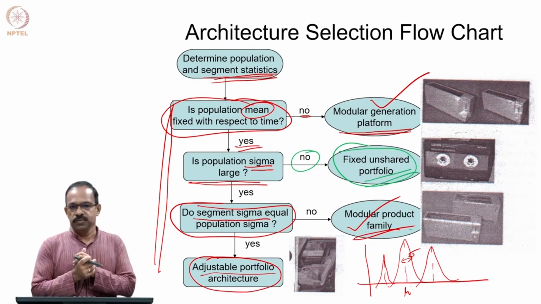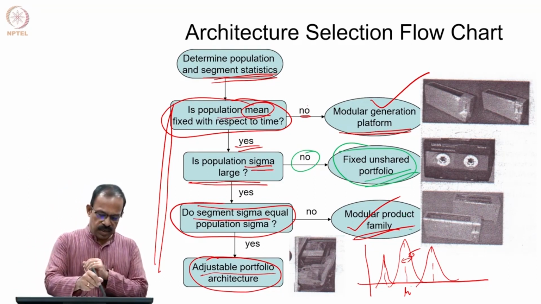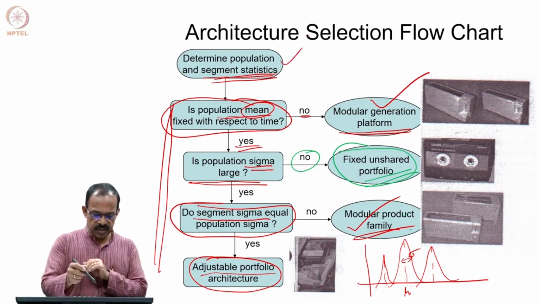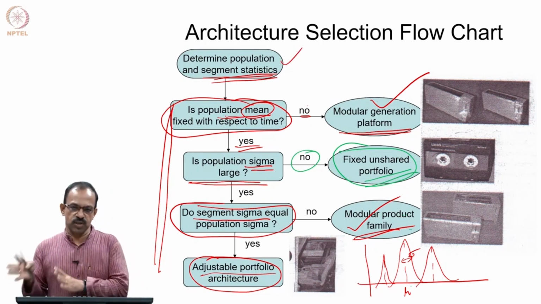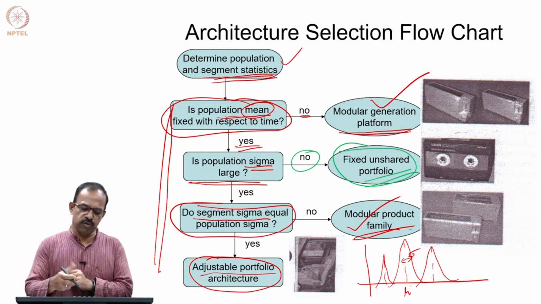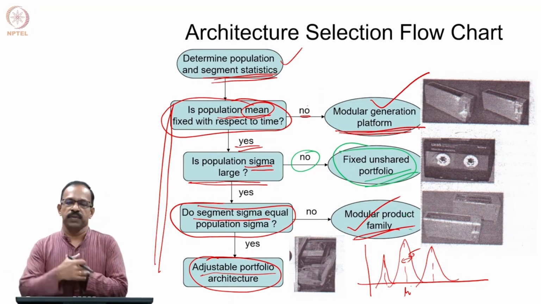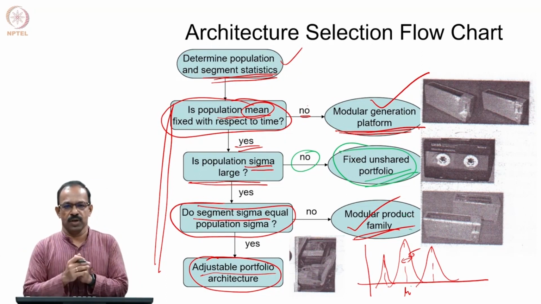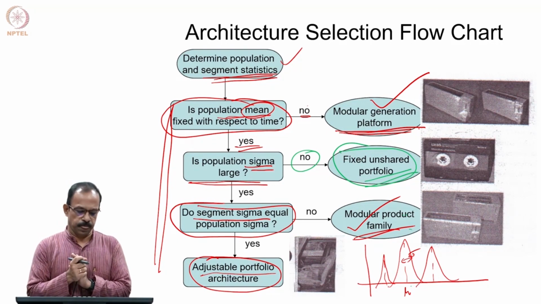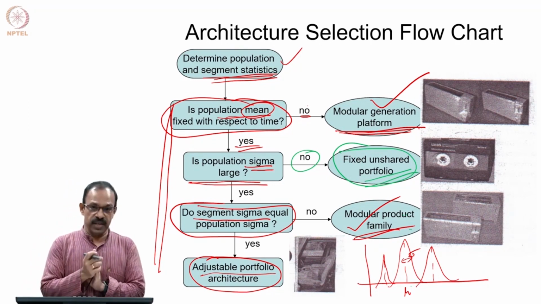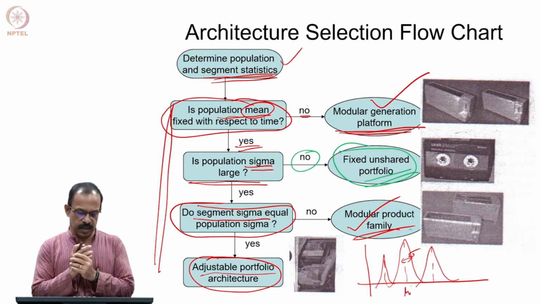I hope you got it. So, just to explain once again. We look at the population mean. First we get all the information, then see whether the population mean is changing over a period of time. If the population mean is changing over a period of time, it is clear that you need to go for a modular generation platform, because today's product will not satisfy the customer in the next year or after 2 years. And if there is no variation, then of course, you need to think of modular family products or modular architecture.